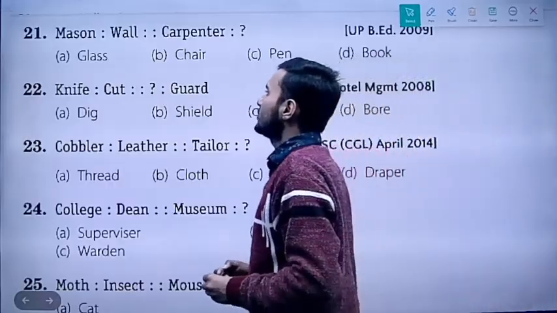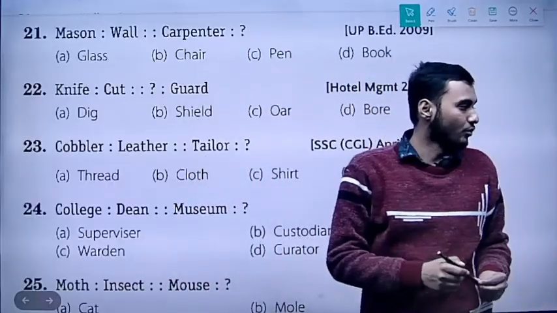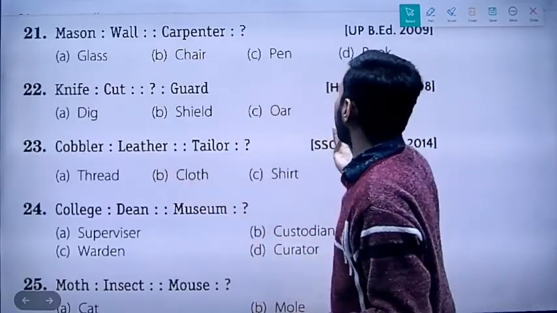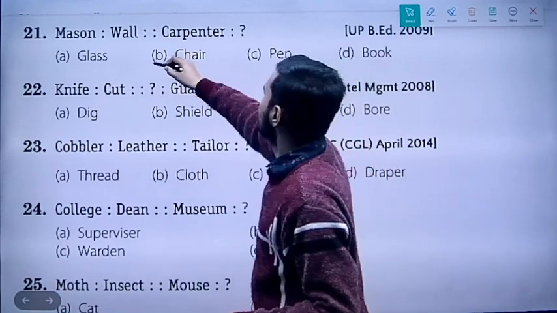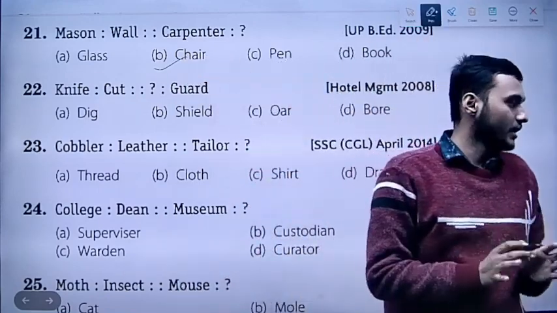Next question, question number 21. Mason is equal to wall, then carpenter is equal to what? Who made the wall? Mason made the wall. Then what did the carpenter make? Carpenter basically made a chair, option B. These types of easy questions you will find in your examination.